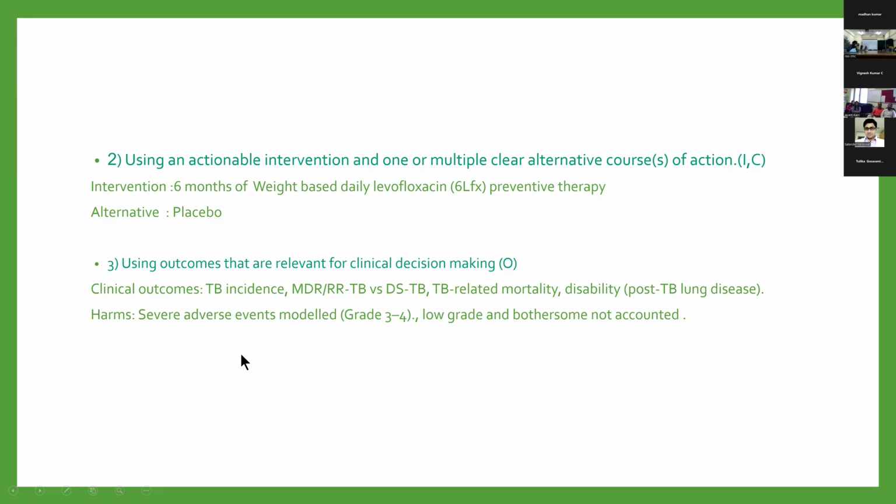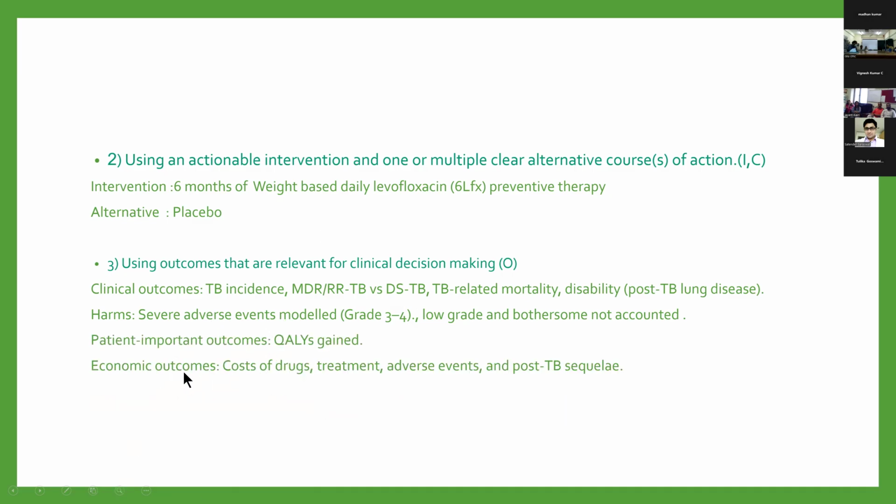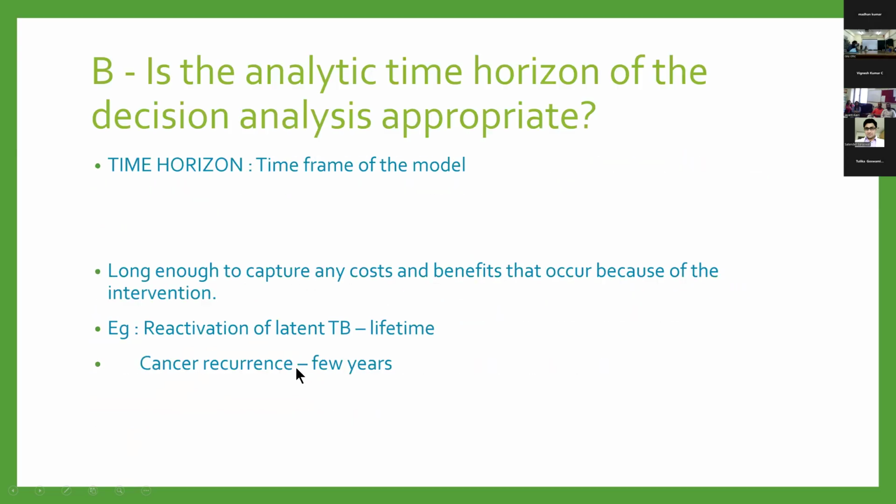They had also looked at harms. They had taken severe adverse effects, grade 3 and 4. So they had not taken the low grade and bothersome effects. They had taken patient important outcomes in QOLYs, which we discussed before, and economic outcomes in terms of cost of drugs, treatment, adverse effects, and post-TB sequelae. So because of this, it is probably relevant to patients, clinicians, and policymakers.